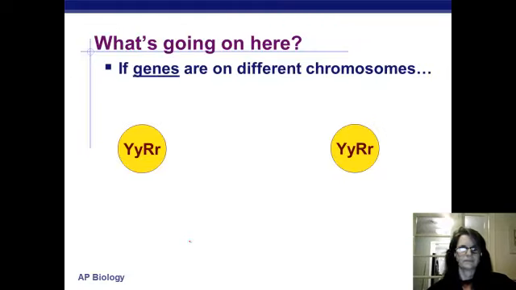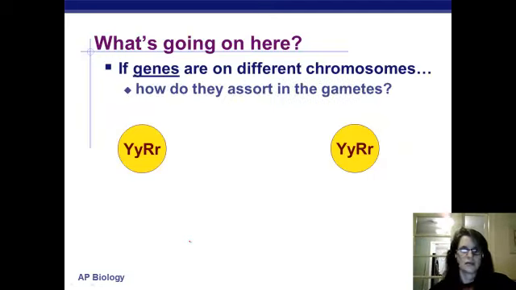Now, what explains that? What explains it is that the genes for these traits are on different chromosomes, and those chromosomes can sort out in meiosis in any way they wish. Okay?